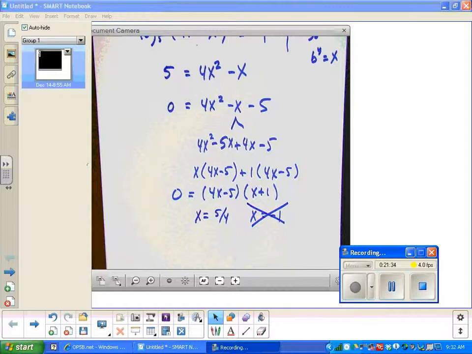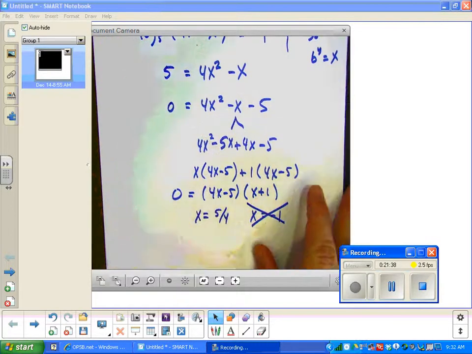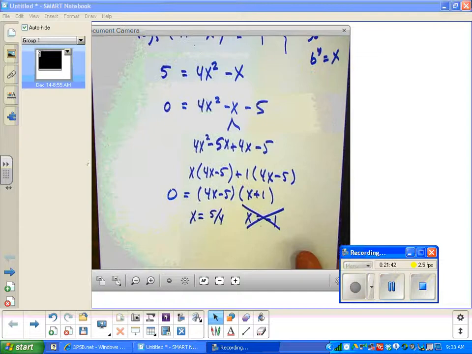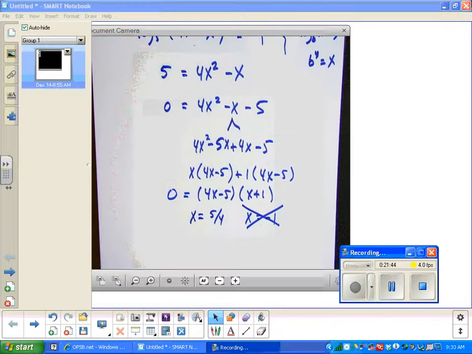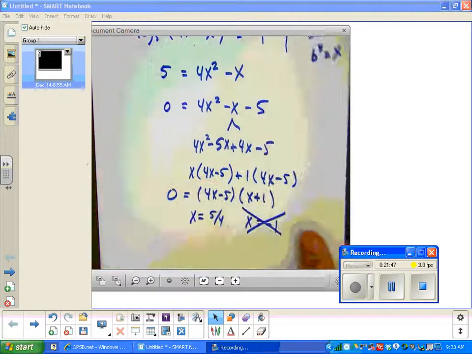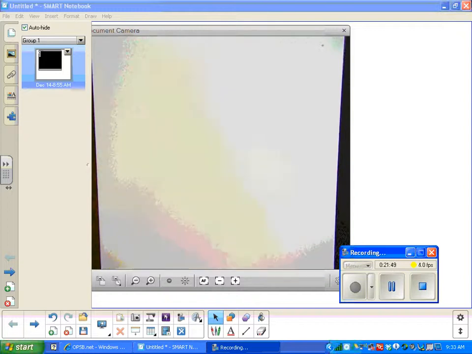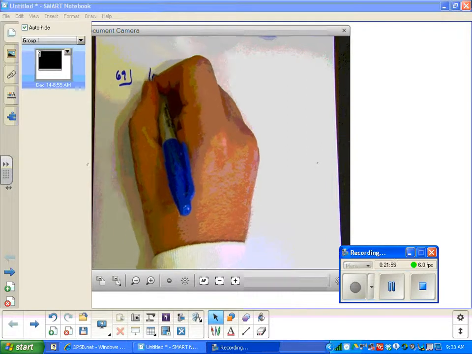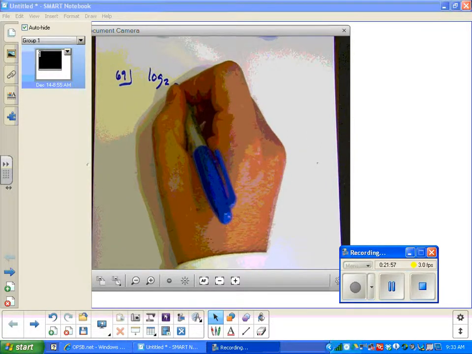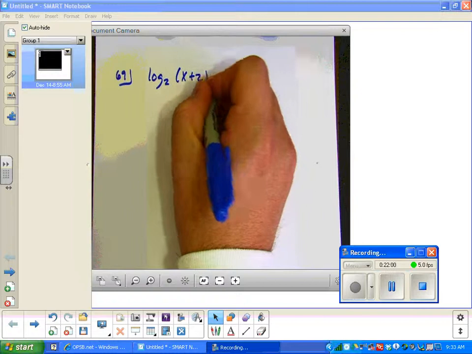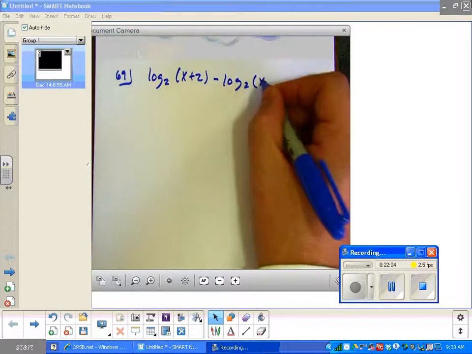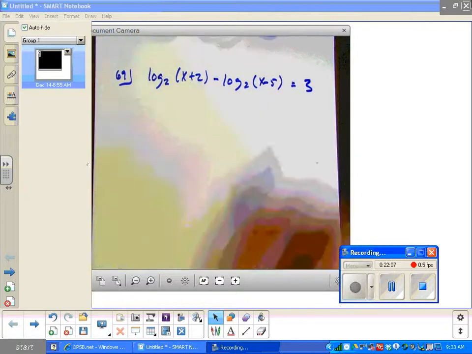All right. Now let's look at another one where we would use the same strategy of putting the two logs together. All right, y'all look at number 69. All right, this one you had log base 2 of x plus 2 minus log base 2 of x minus 5 equals 3.